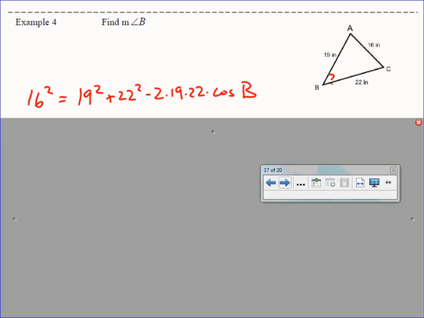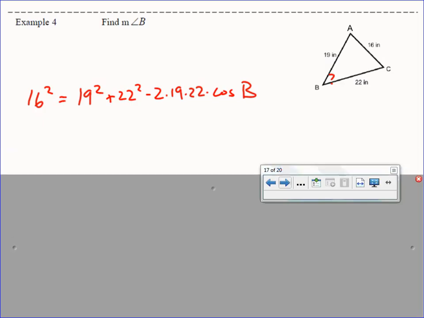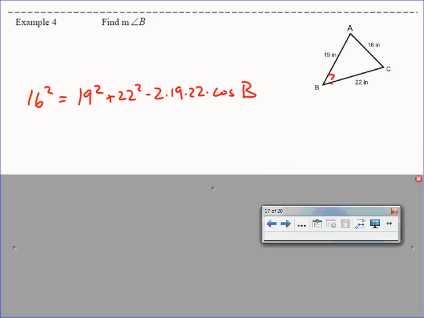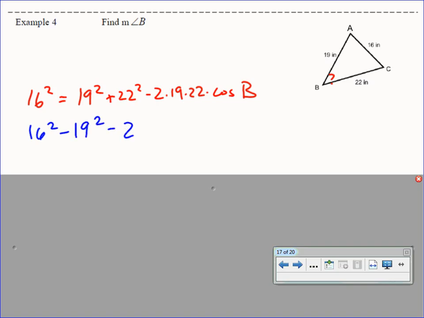The opposite side from angle B is 16 inches, so that's going to start the party. 16 squared equals the sum of the squares of the other side lengths, minus twice their product times the cosine of my unknown angle B. So let's rearrange that so we can solve. I know that I need to isolate angle B, but first we've got to do some work. We'll do 16 squared minus 19 squared minus 22 squared. That equals the opposite of 2 times 19 times 22 times the cosine of angle B.